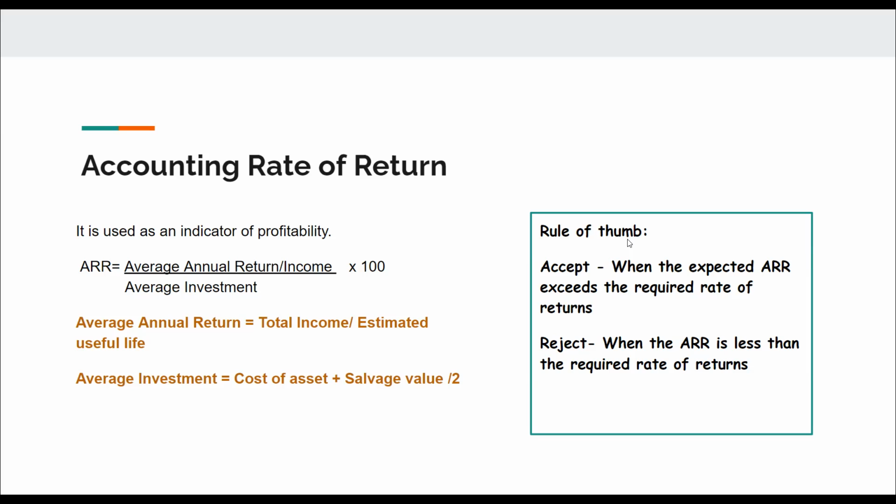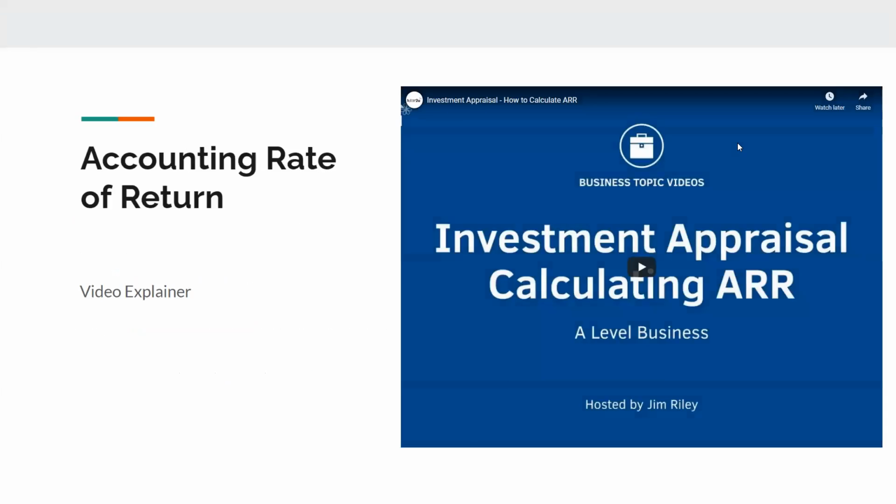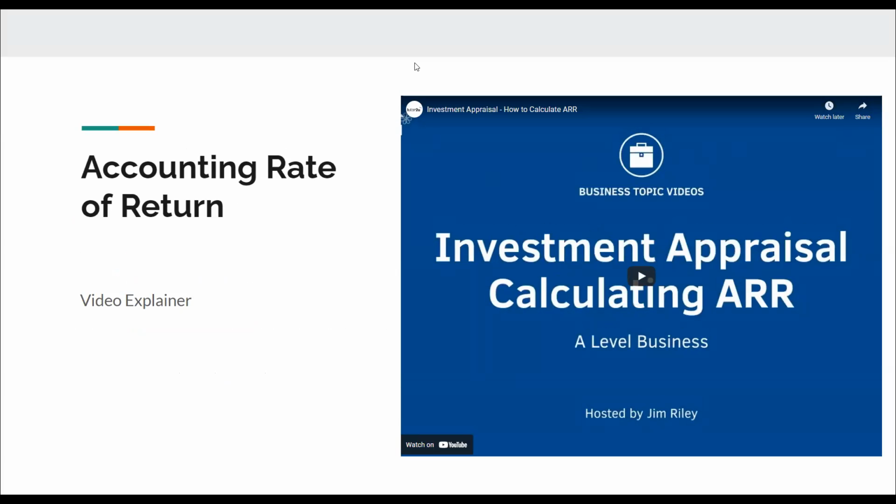Again, you cannot base your decision to pursue a particular investment on only one appraisal technique, right? There are other things that you have to take into consideration apart from your appraisal techniques. So I have a short video here on the accounting rate of return, looking at an explanation as well as an example. So we take a look at that now.